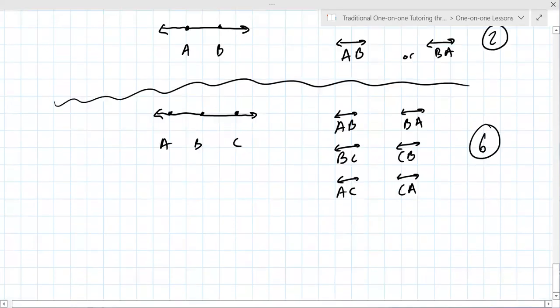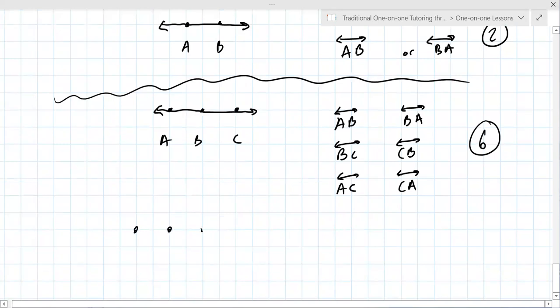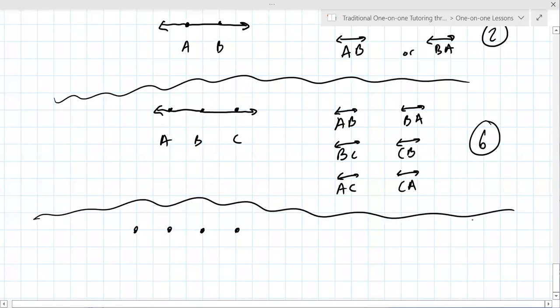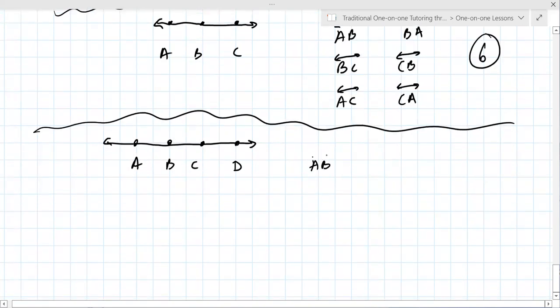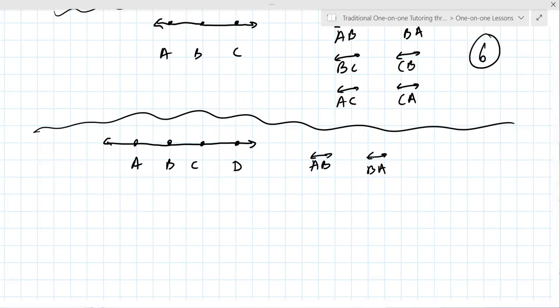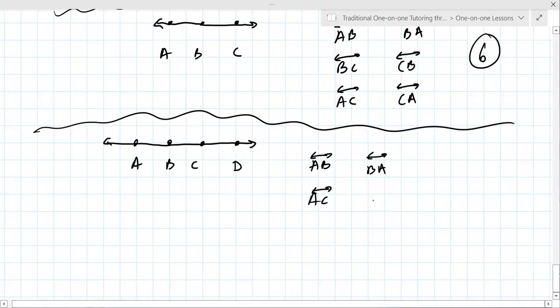There are two here. So now we're here for 4 points. A, B, C, and D. So here's your line. How many different ways can you label this? Well, you can go A, B, B, A. What's another one? Give me another one here, please. A, C, and C, A. I like it. A, D, D, A.